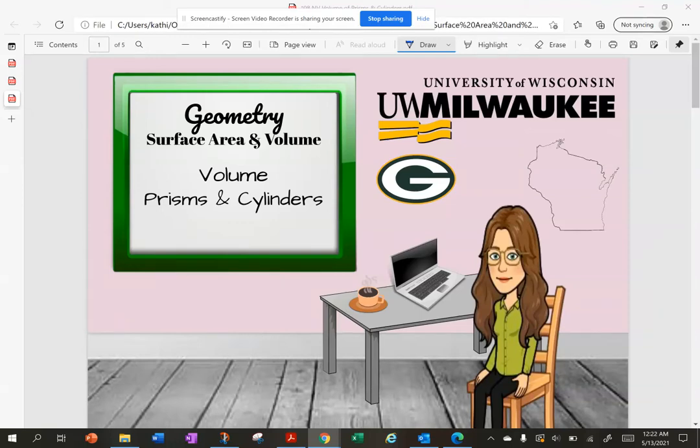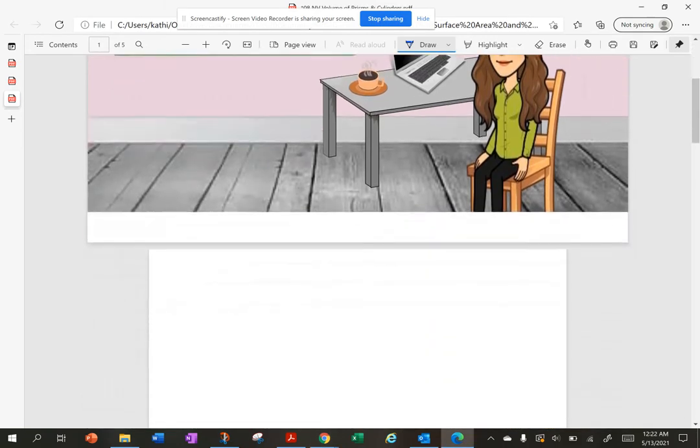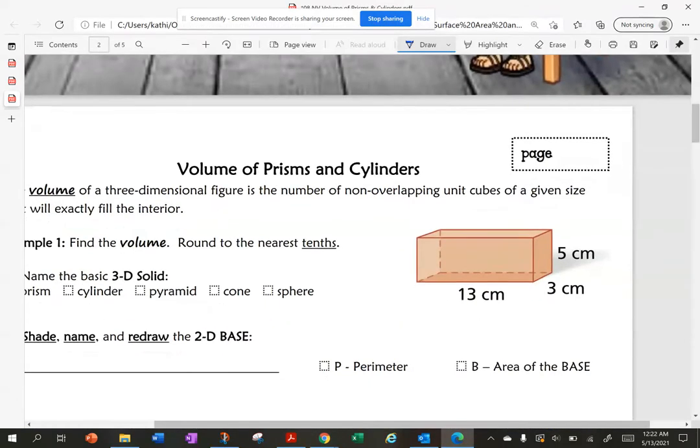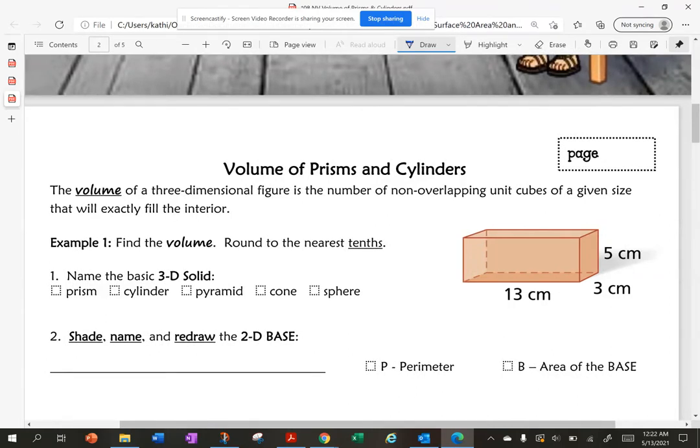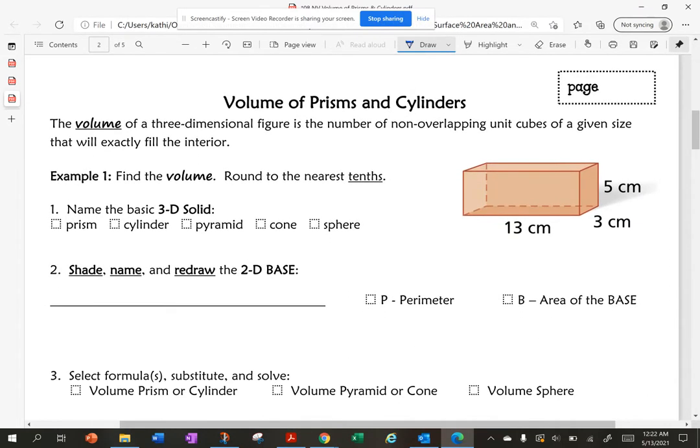Today's lesson is on the volume of prisms and cylinders. My learning objective is I want to be able to calculate the volume of either a prism or a cylinder. So the definition of volume of a three-dimensional figure is the number of non-overlapping unit cubes of a given size that will exactly fit the interior.